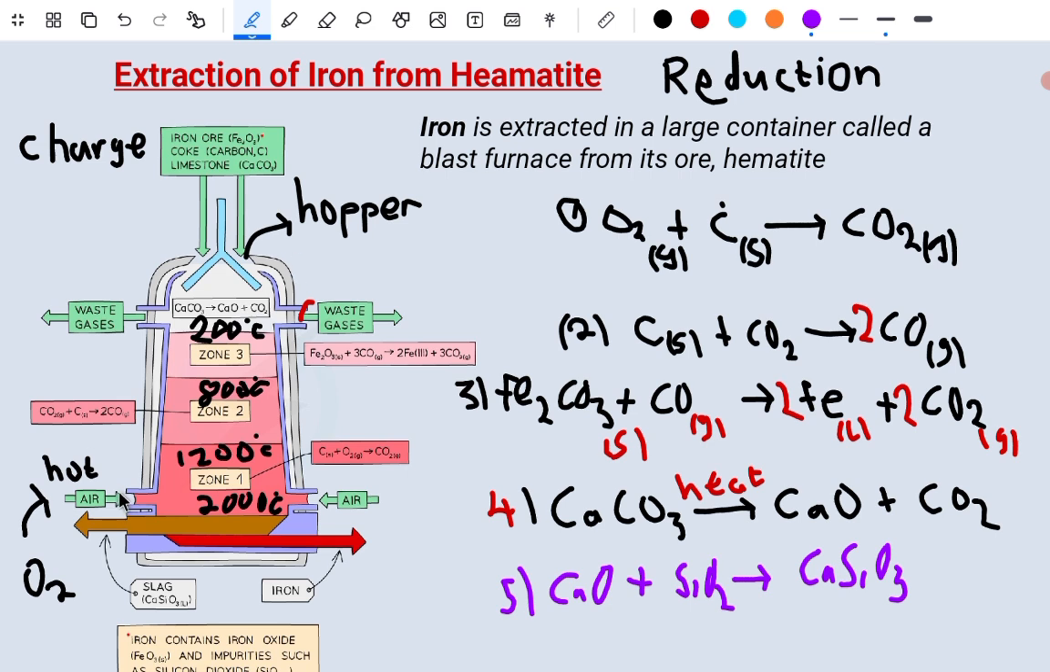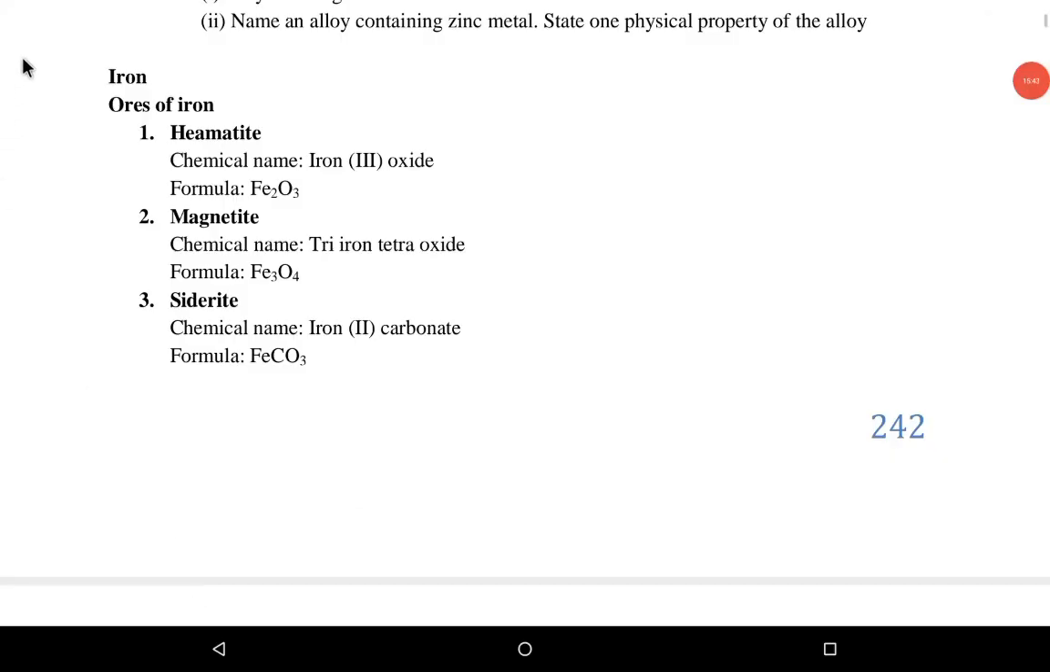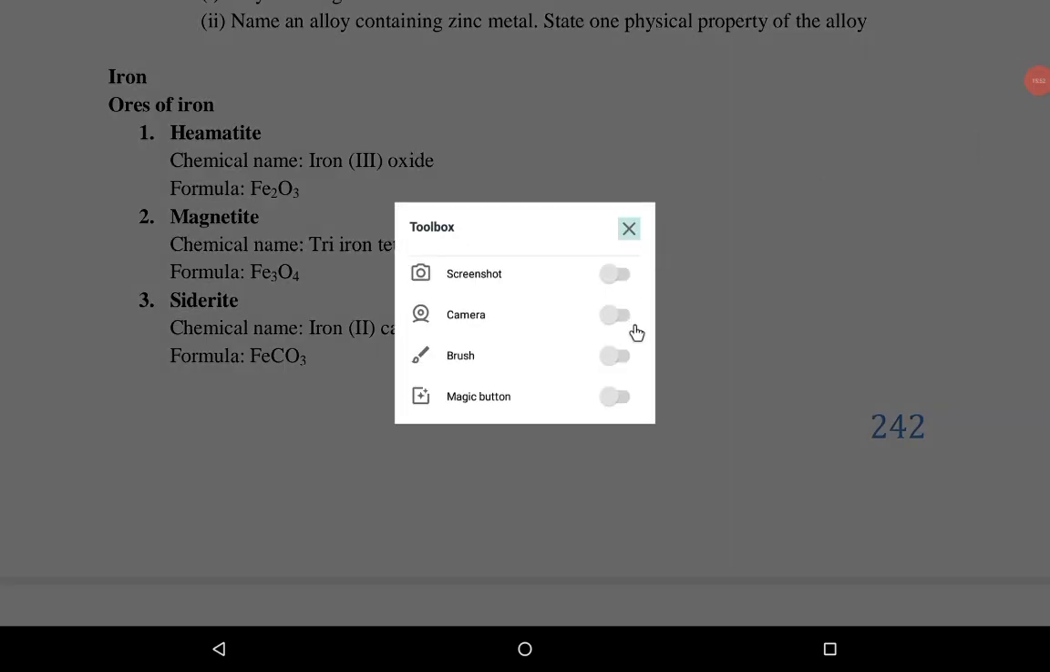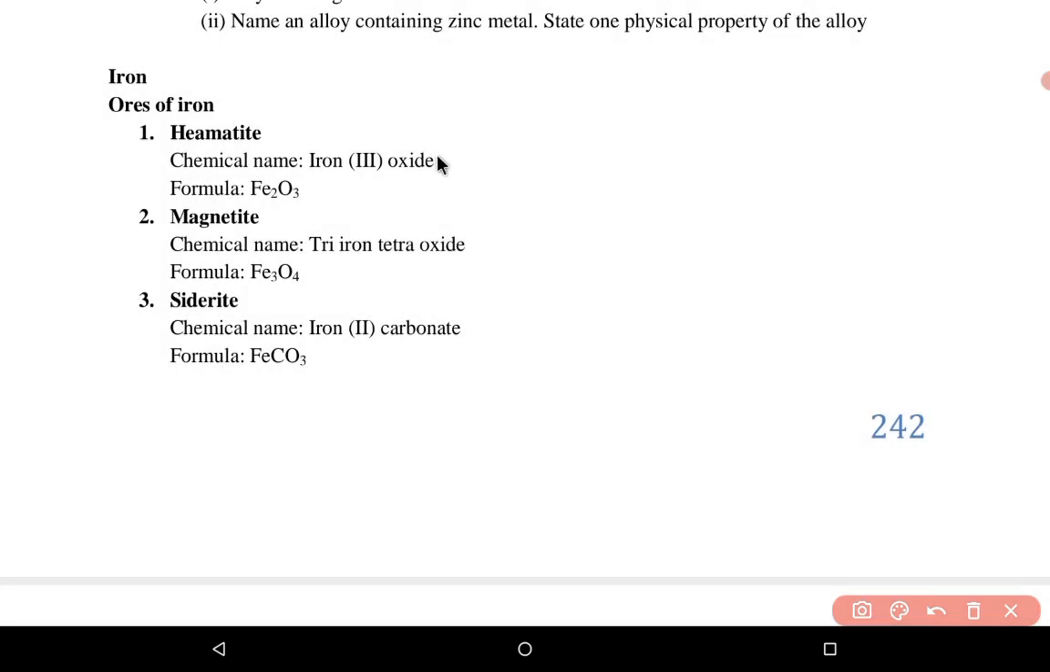So I said the ores of iron. You have hematite. So this is hematite, that's the formula. And then we have magnetite. The formula is there. Iron 3 oxide, iron tetraoxide, and then you have siderite, iron 2 carbonate. So we are demonstrating the extraction of iron using hematite.